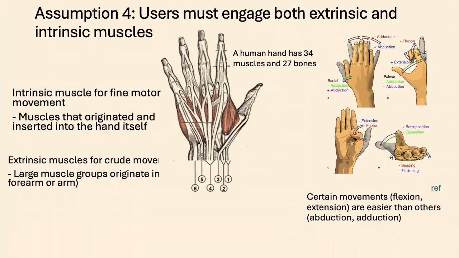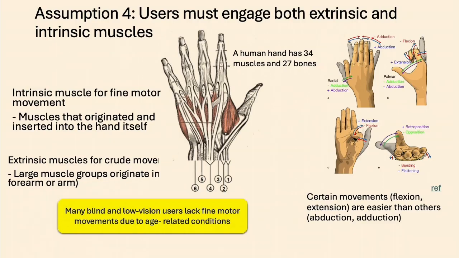Certain activities are difficult. For example, extension and flexion are easier, but abduction or adduction is difficult. Fitts law doesn't consider what type of muscle should be engaged, like the extrinsic muscle more than the intrinsic muscle; it was implied. Turns out low vision or blindness has something to do with aging. As we are aging, we also lose some of our fine motor movement. So we can't apply Fitts law as is for senior citizens.